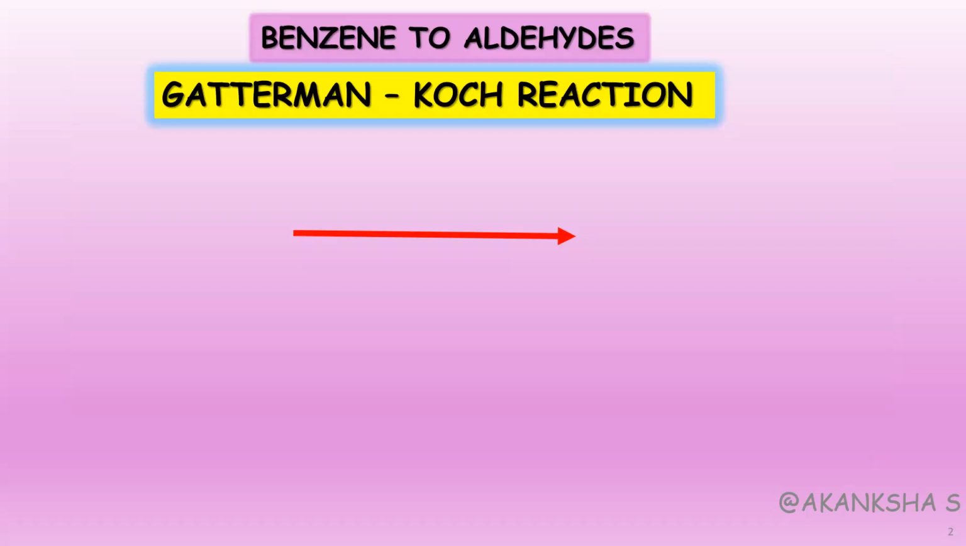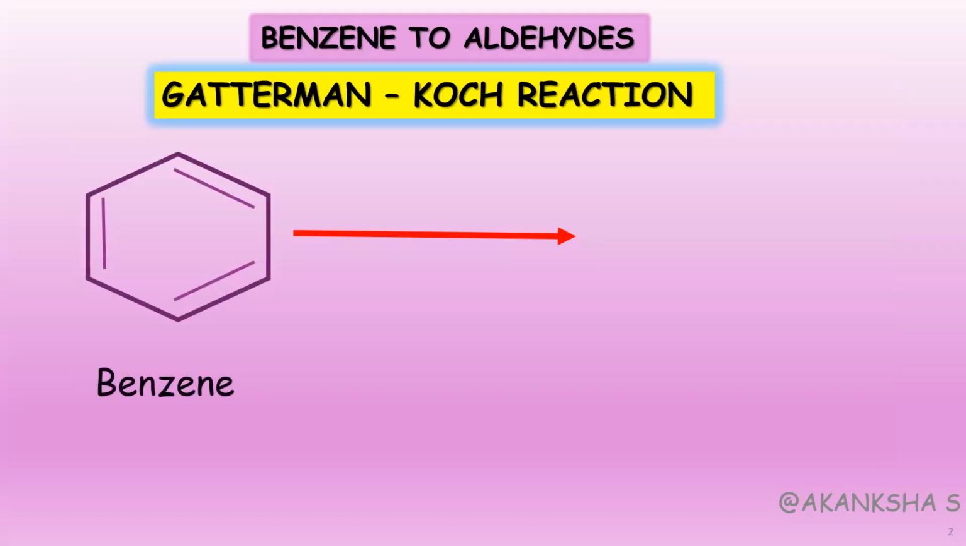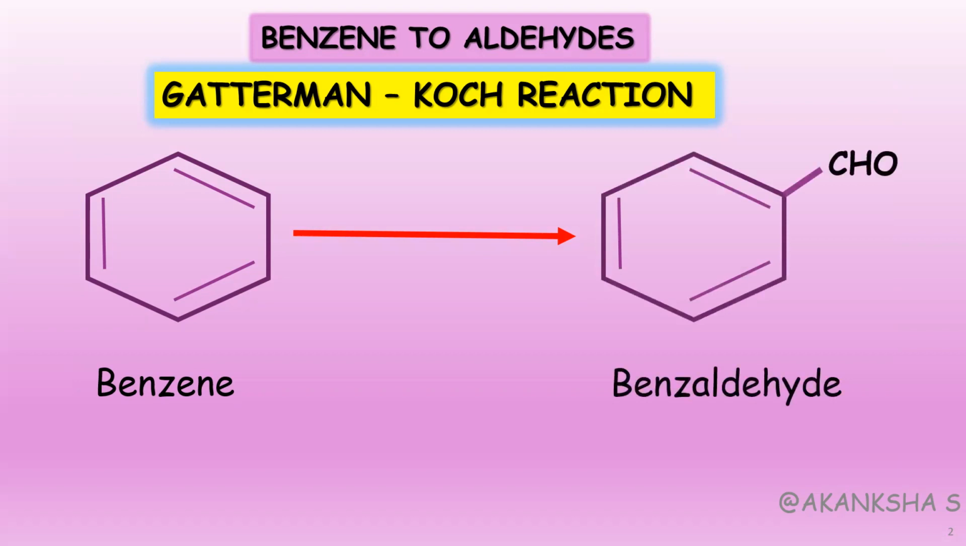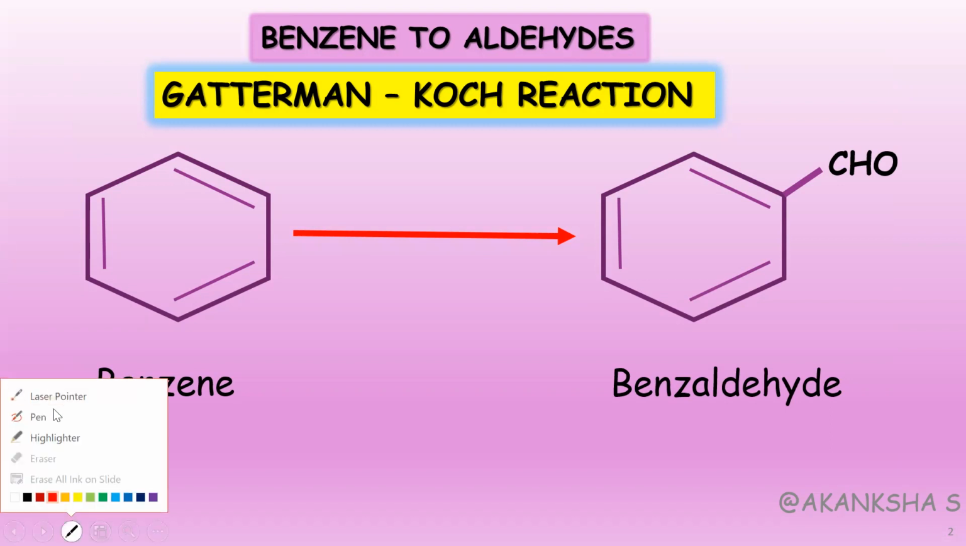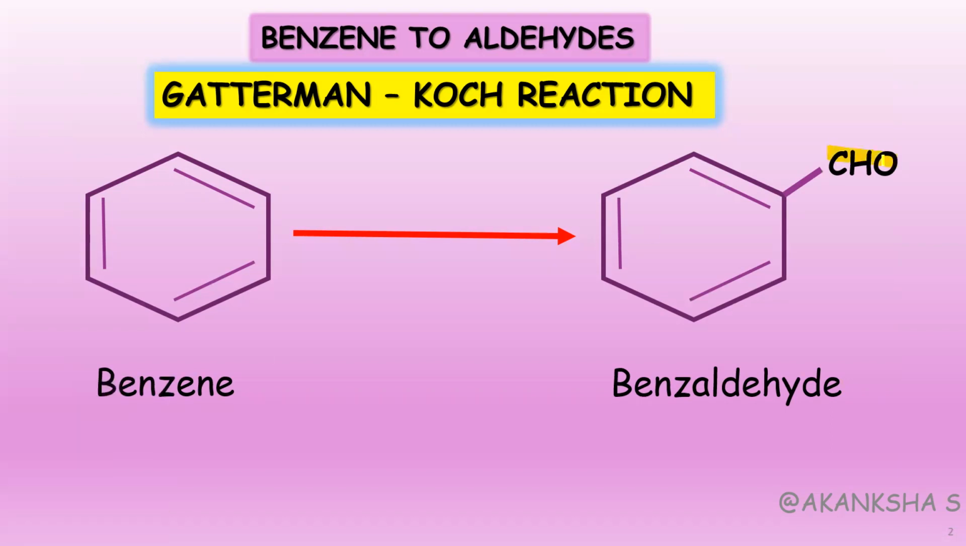Gatterman-Koch reaction is pretty simple. Actually, it's the simplest in the chapter, in which you have a normal ring structure benzene, and you are going to convert that ring structured benzene to benzaldehyde. So this over here is the aldehydic group. Either this can be represented as CHO, or you can simply represent it as C double bond OH. Both of them mean the same, there's nothing different in it.